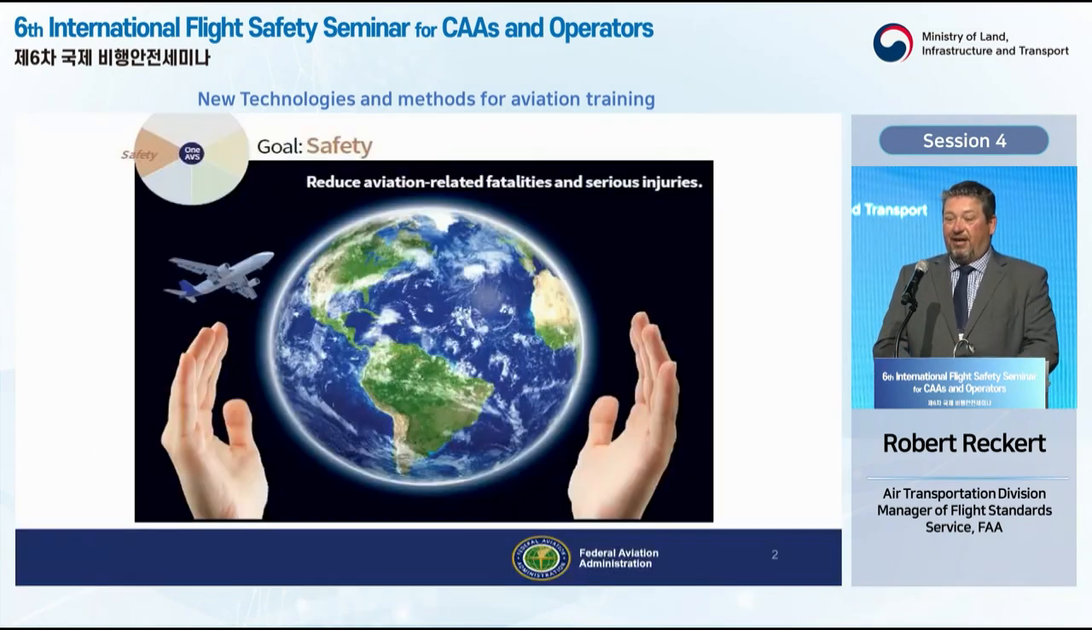So with that, every good organization has a business plan, right? Our organization within the Flight Standards Service, the Office of Aviation Safety, has a business plan and goals that are safety related and primarily focused on reducing aviation-related fatalities and serious injuries. Why is this important? Training is the front arm of prevention of accidents, incidents, damage. All those things that we don't want to happen all begin with properly training our employees.